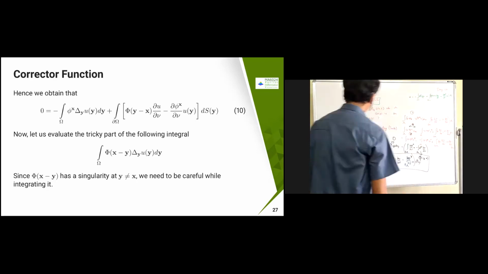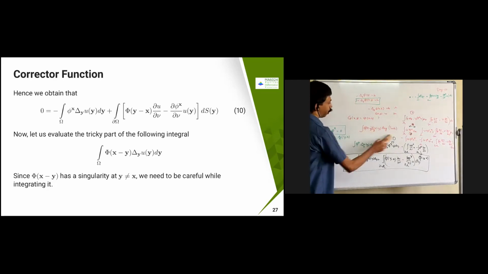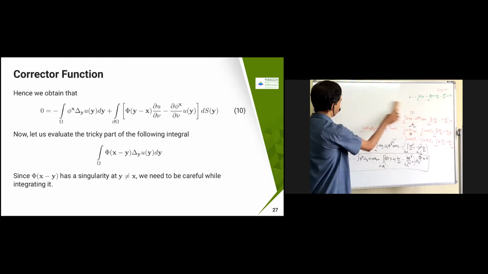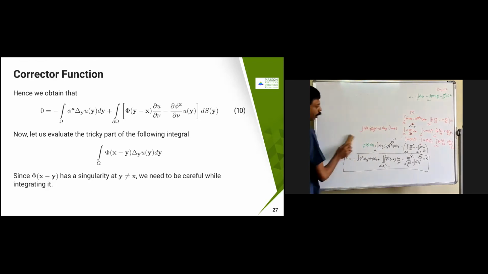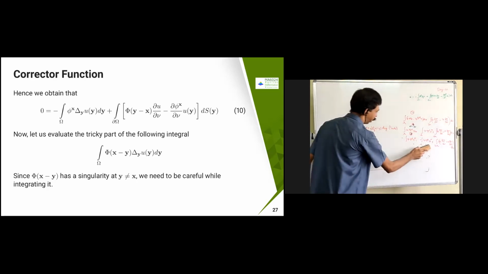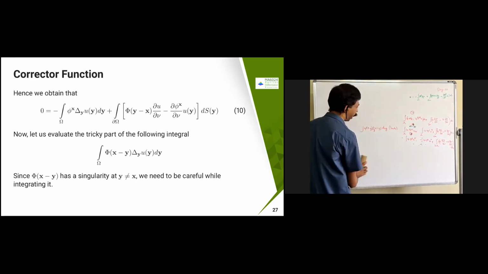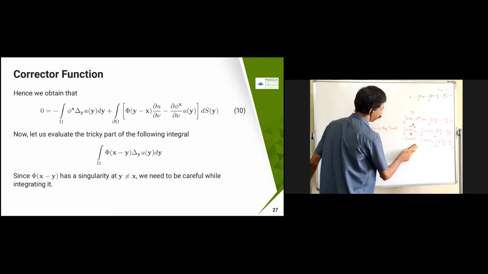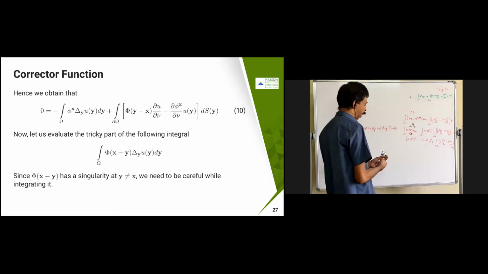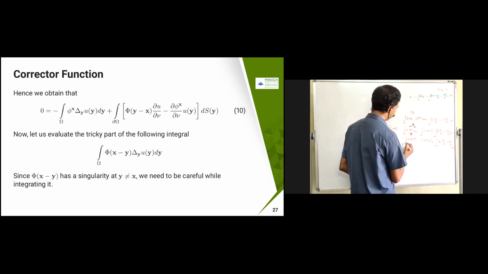Now we need to evaluate this one. This integral, we said it is a little tricky, so that we are going to evaluate. So how do we evaluate that one? Again, same principle. This same three identities we are going to use again and again. So we are going to get the same kind of logic over here.